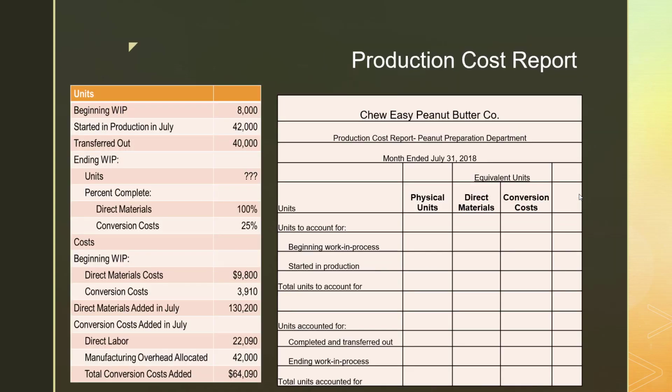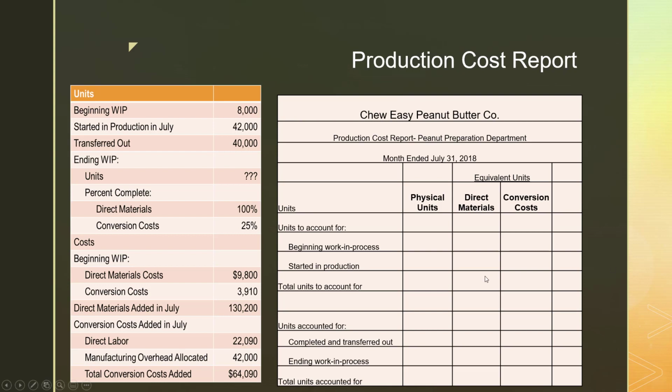And now that we have all that information, we can start filling out our PCR for the peanut preparation department. You always start with the physical units section, and that is to figure out, okay, we had X amount of units come through our department during the period. We had X amount, in our case, of cases worth of peanuts come through the peanut preparation department. What amount of those were transferred off for further production, and what amount of those cases of peanuts are still here in the peanut preparation department when the period ended?